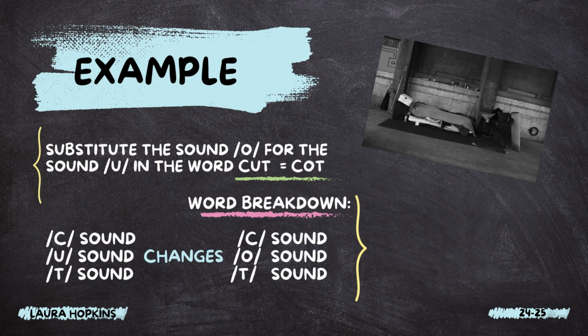For example, when a student sees the word cut, he or she should be able to substitute the U sound for the O sound to make the new word caught. As the student continues to add and subtract letters or sounds out of a word, he or she could create the new words such as cat, cutter, or hut.